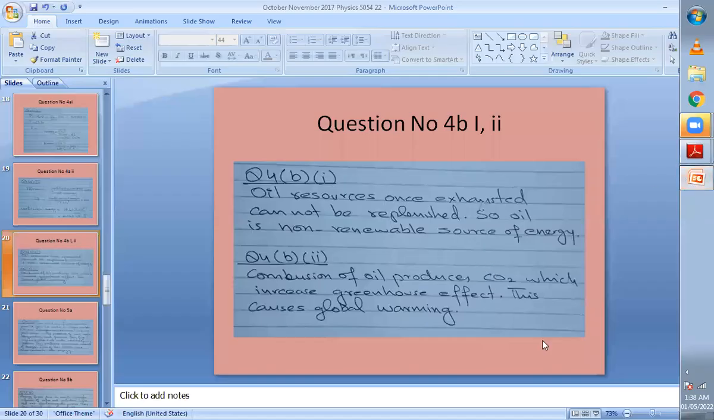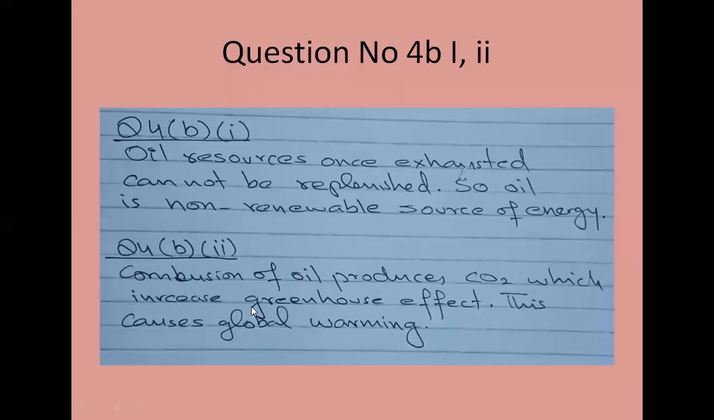So let's have a look at my answer. I have written a very simple answer. Combustion of oil produces carbon dioxide, which increases the greenhouse effect. This causes global warming.